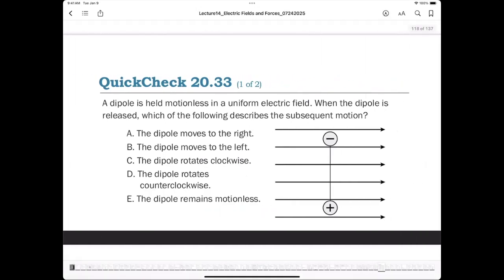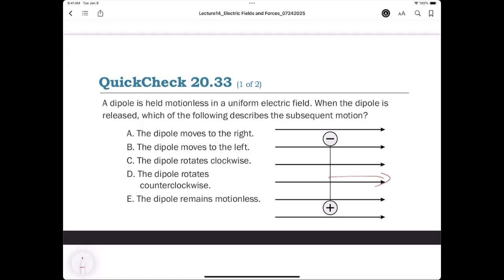Okay, let's talk about that one. The dipole is held motionless in a uniform electrical field. When the dipole is released, which of the following describes the subsequent motion? Actually, you can see that the electrical field is in this direction, so this dipole will move.